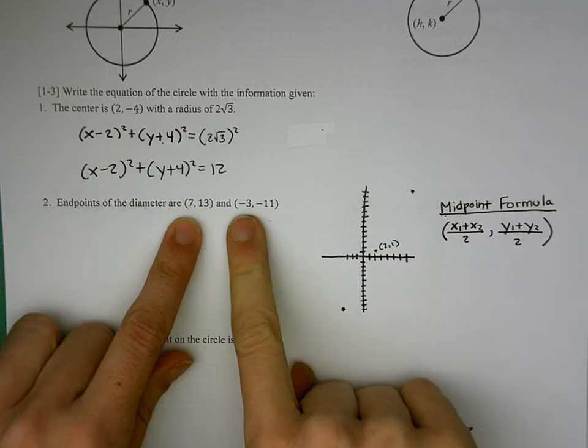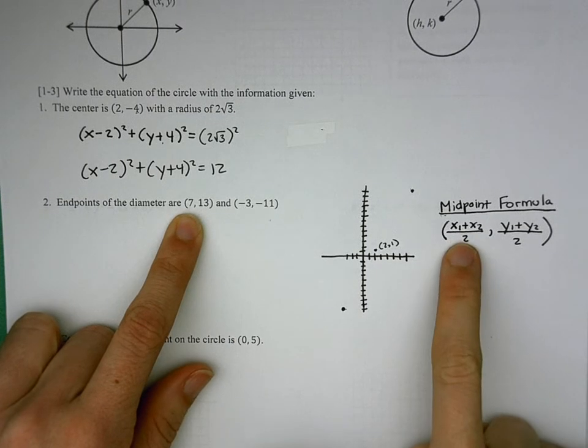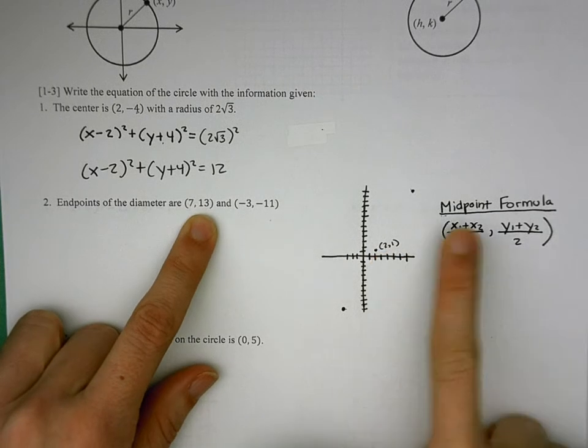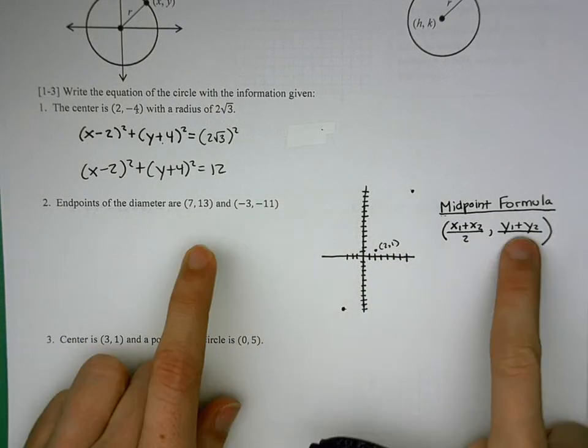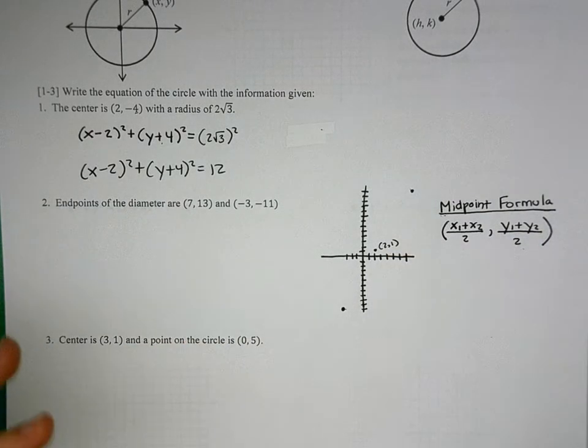And so then taking their x's and plugging it in, 7 plus negative 3 is 4, divided by 2 is 2, gives me the x coordinate. Taking the y's and plugging it in, 13 plus negative 11 is 2, divided by 2 is 1, gives me the y coordinate. And so you could find it that way.